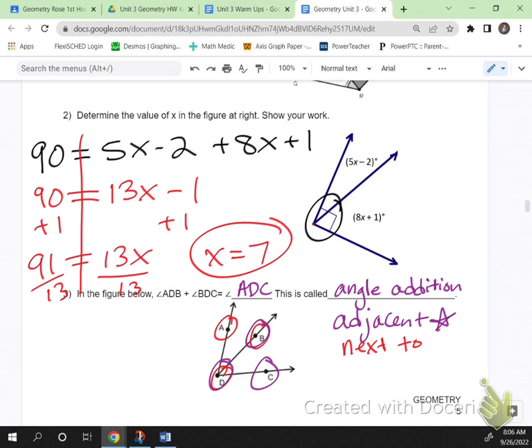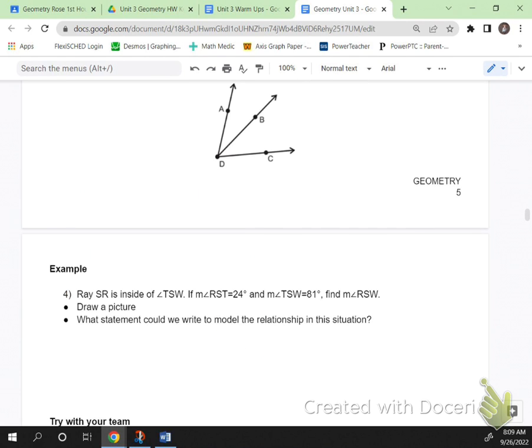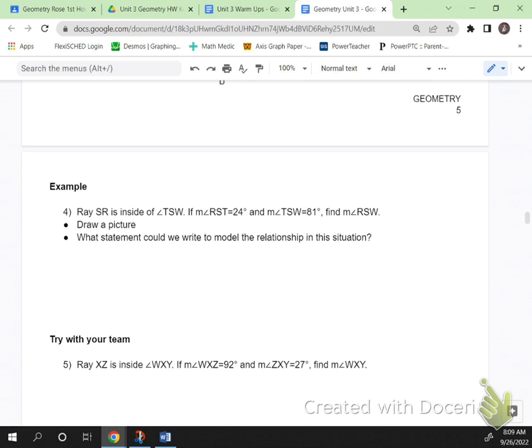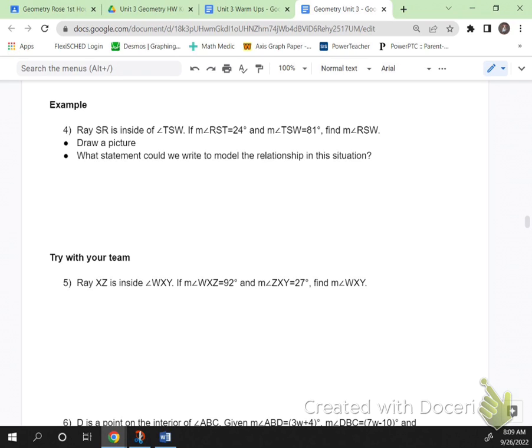Flip our page. Here we go. We're going to add some more algebra in. Yay, we love algebra. And we have to draw. We've got a ray. Oh, man, we got to dissect this statement. So we've got a ray inside angle TSW. Okay. And then we know that RST is 24 and TSW is 81. We have to find the measure of the big angle RSW.